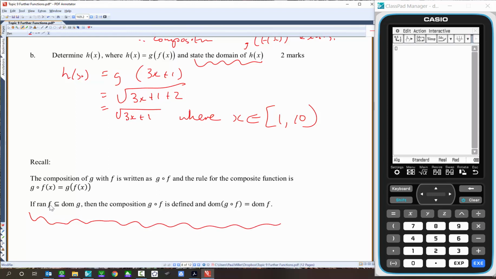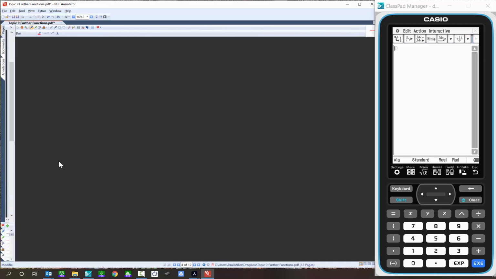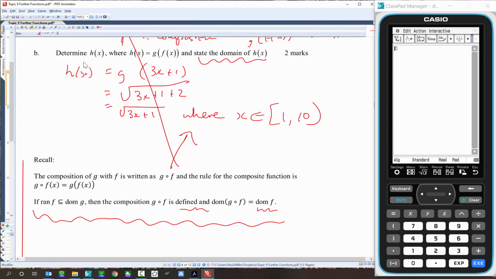Okay, and this is just summarizing what we talked about there. If the range of the inner function is a subset of the domain of the outer function, then it's defined and the domain will be the domain of the inner function. So all of that really is what we just did when we answered these two problems there. That's the theory, and that's the application.